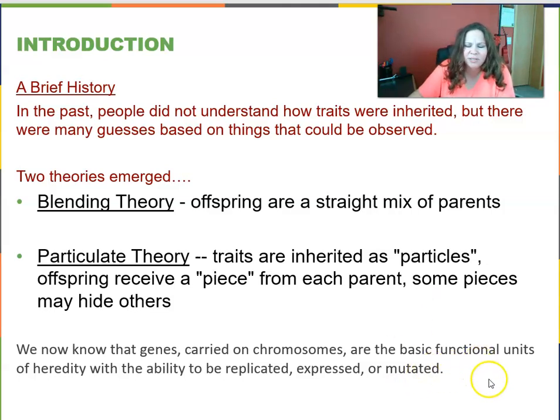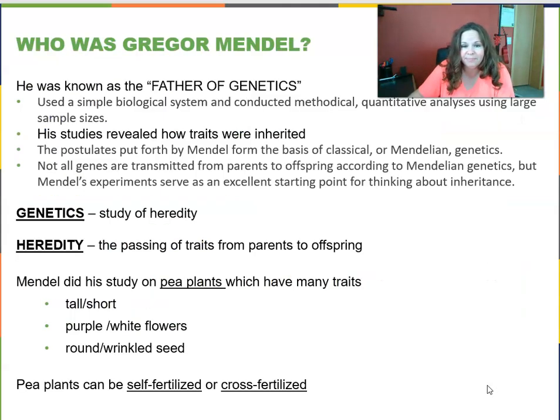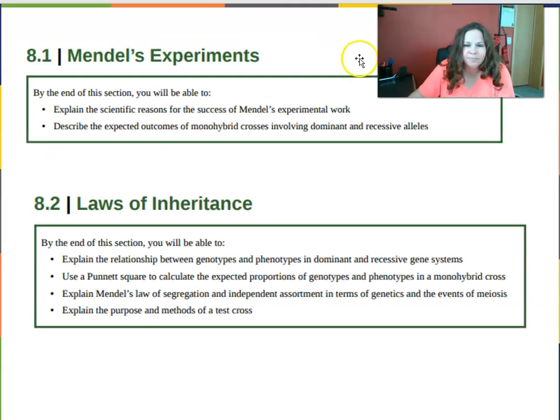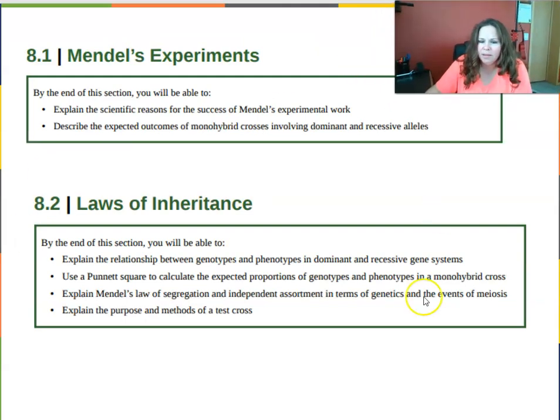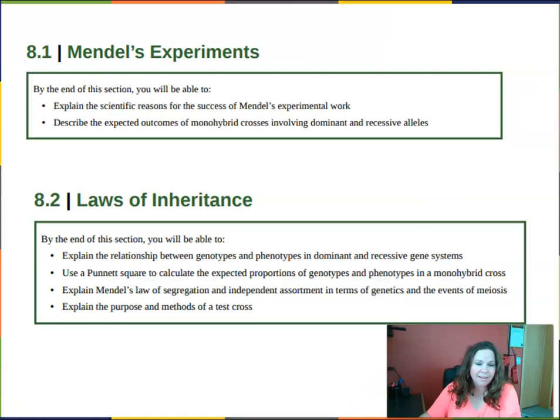We now know that genes are carried on chromosomes and are the basic functional units of heredity, with the ability to be replicated, expressed, and even mutated. Our next slides will cover both sections of the chapter, 8.1, Mendel's Experiments, and 8.2, his Laws of Inheritance.